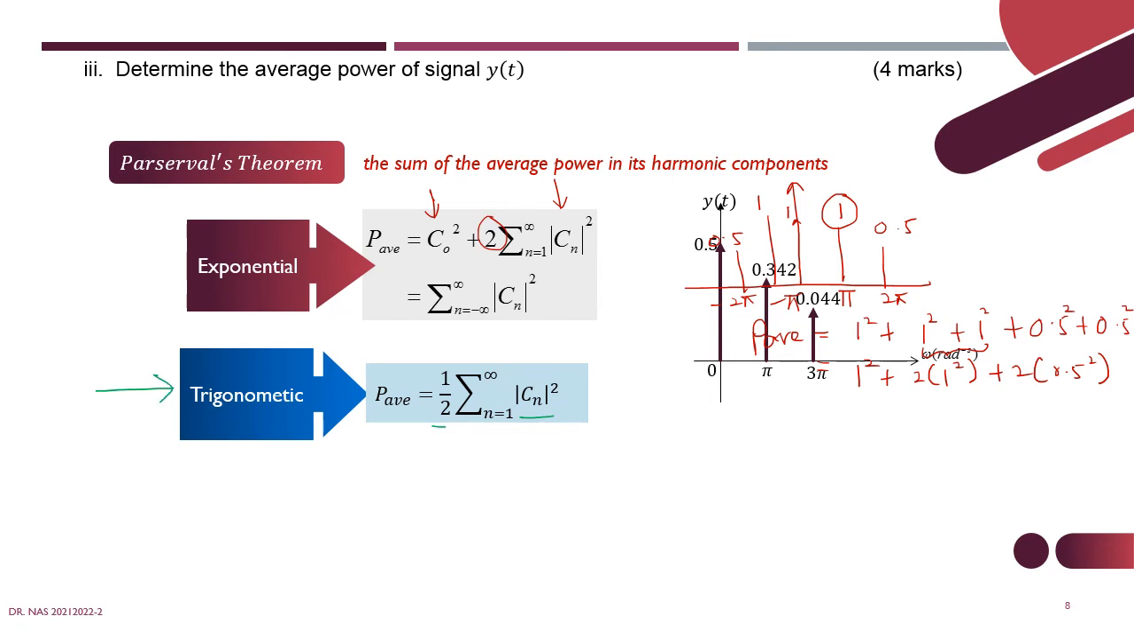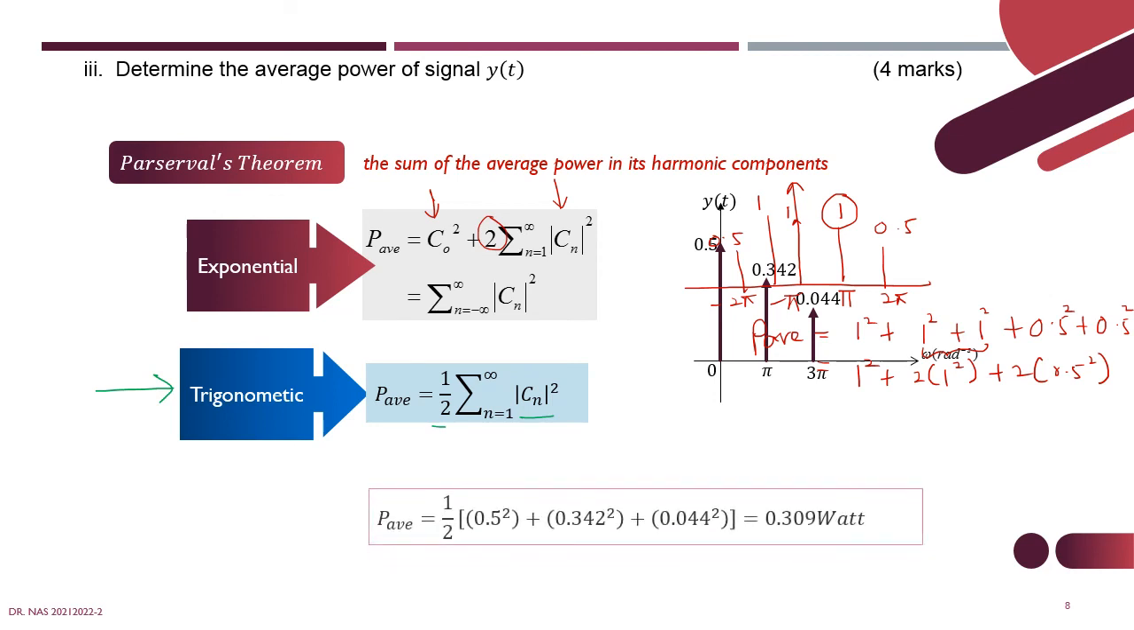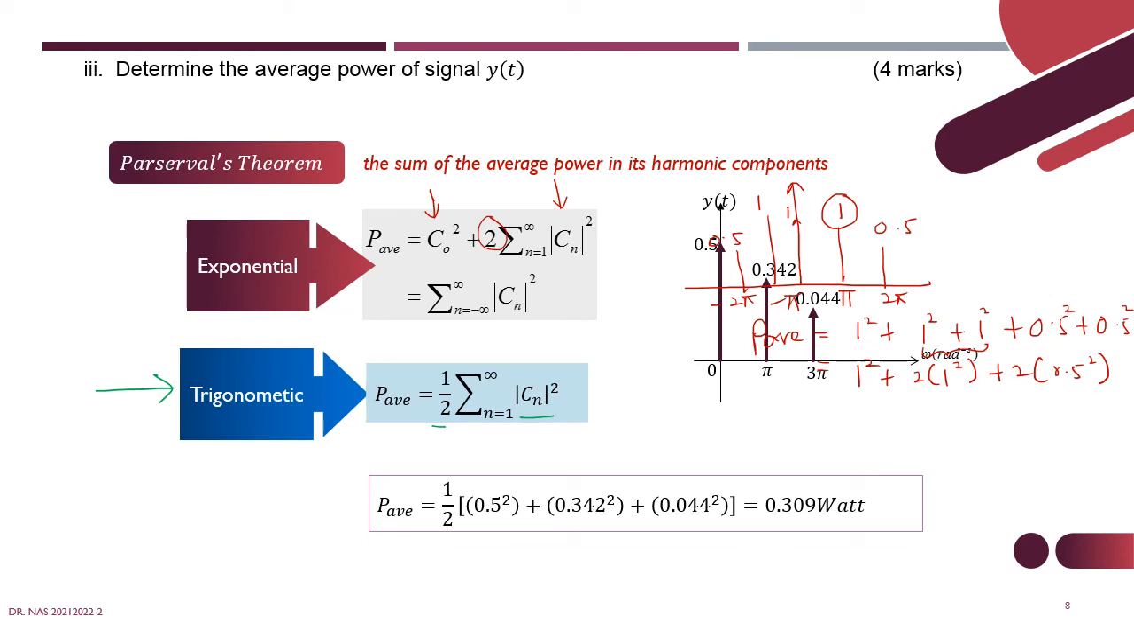Okay, so you need to total the magnitude of each harmonics of this single-sided spectrum. So you have 1 over 2 multiply with the summation of your Cn squared. So you have your C naught squared is 0.5 squared. This is C naught squared plus your C pi is 1, C pi squared plus C 3 pi squared. Okay, so you get the power average for the output signal yt equal to 0.309 watt.